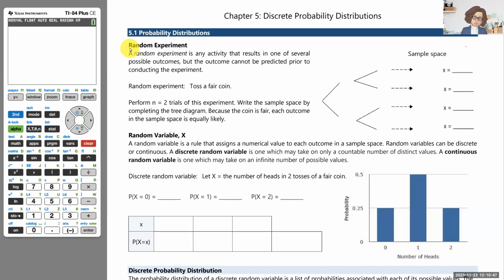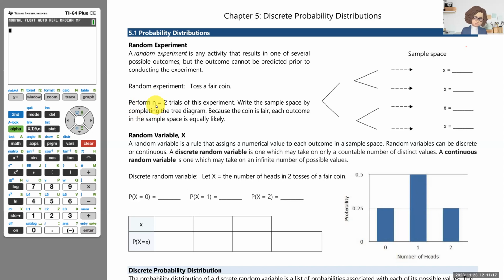A random experiment is any activity that results in one of several possible outcomes, but the outcome cannot be predicted prior to conducting the experiment. A nice simple example of a random experiment would be tossing a coin. I know I could get a head or a tail, but I won't know which one until I actually conduct the experiment. So we're going to move forward though and perform 2 trials of the experiment.